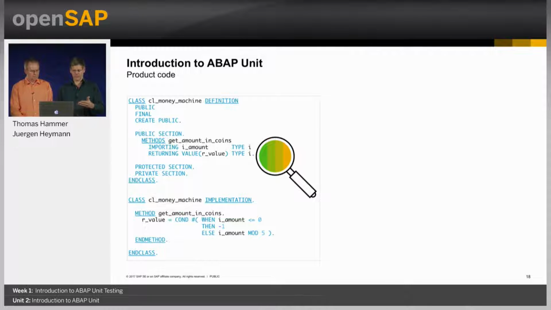Class definition, you see that it's public, and the class is final. Create public means the constructor is public, and so forth. And the public section underneath, everything that you put there, methods, data, whatever, is visible, public. I guess logically everybody knows that. And below you see the method implementation. Here you have the method get amount in coins, which is the one part where it asks what kind of coins do I get.